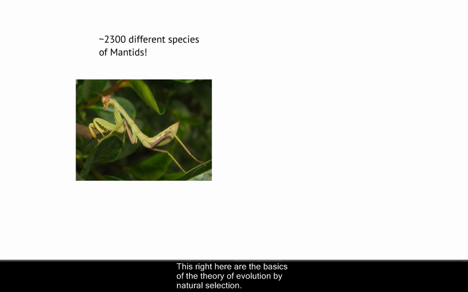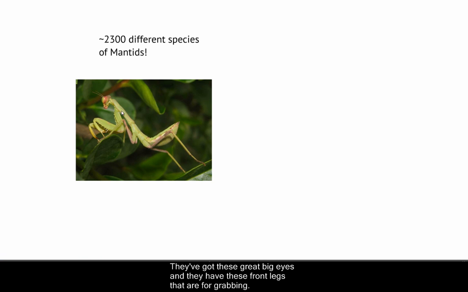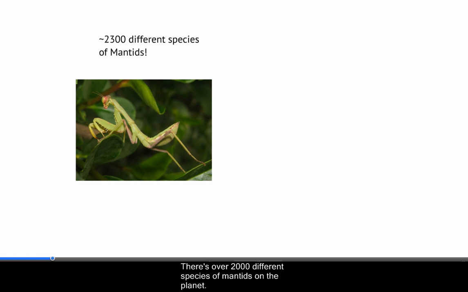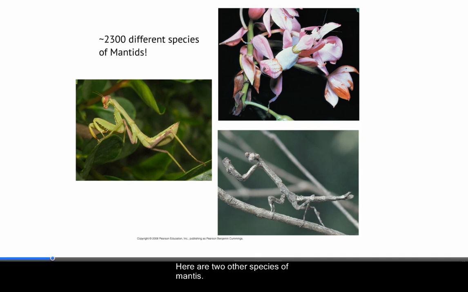So let me give you an example of this. This is a praying mantid. Many of you maybe see these in your garden. The ones around here are usually about an inch long or so. They've got these great big eyes, and they have these front legs that are grabbing. They're pretty aggressive predators. Then they have the thorax and the abdomen. There's over 2,000 different species of mantids on the planet, and here are two other species of mantids.